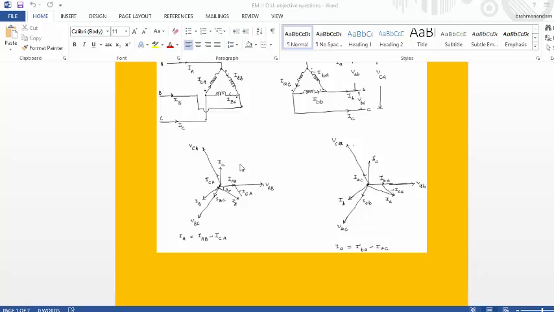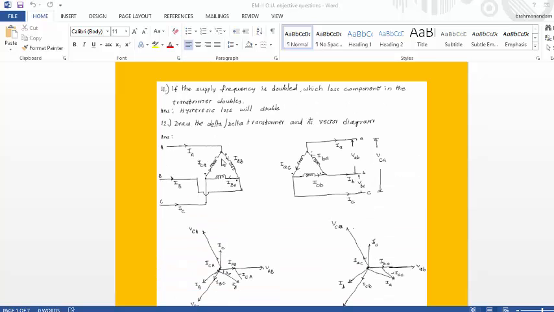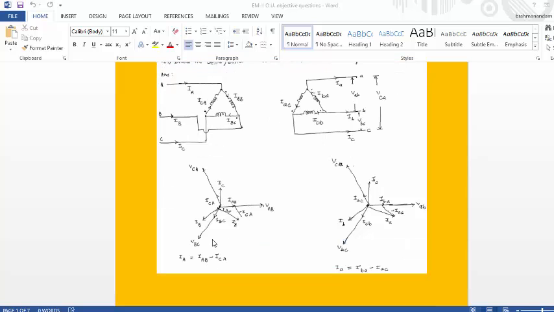So when we draw the vector diagram on primary side, we get the line voltages, which are also equal to phase voltages VAB, VBC and VCA, displaced with respect to each other by 120 degrees, and we assume that the load connected is lagging load or inductive load, so apply the KCL here, then we can write IA is equal to IAB minus ICA.